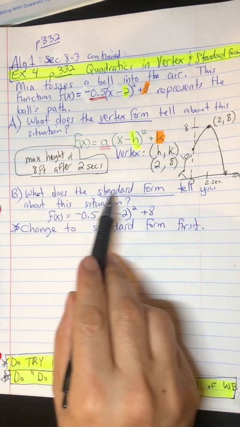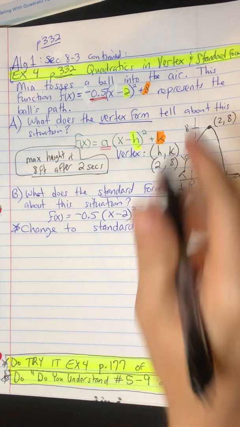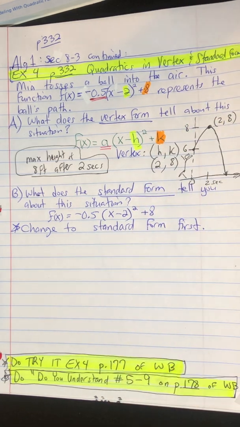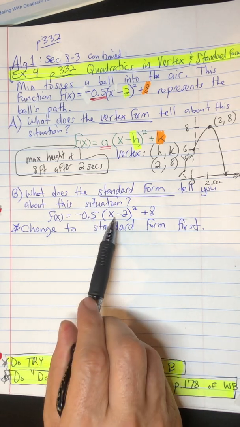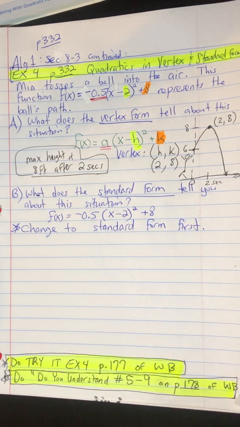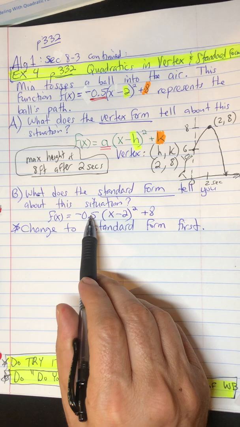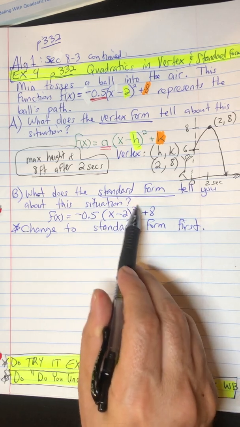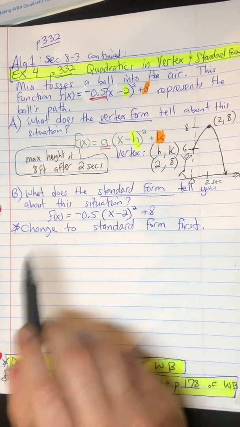So then, what does the standard form tell us about the situation? Remember, she threw the ball at 6 feet in the air. Remember that. So in order to answer part B, we have to change this into standard form. To change this to standard form, we've got to do order of operations. We're not going to distribute first, because of the square here, we have to do exponents before we multiply.